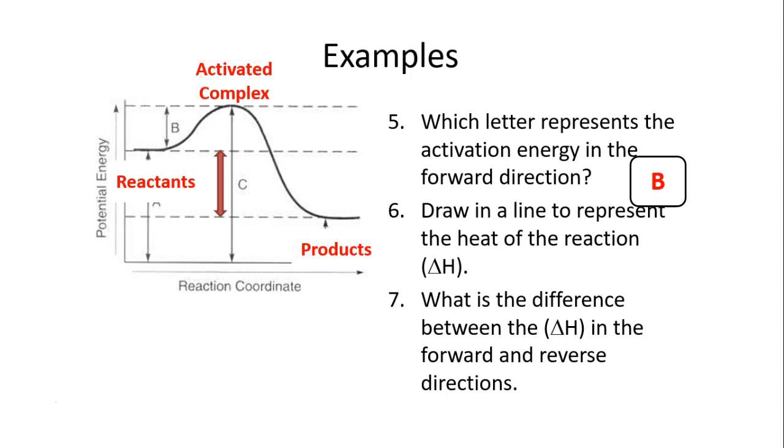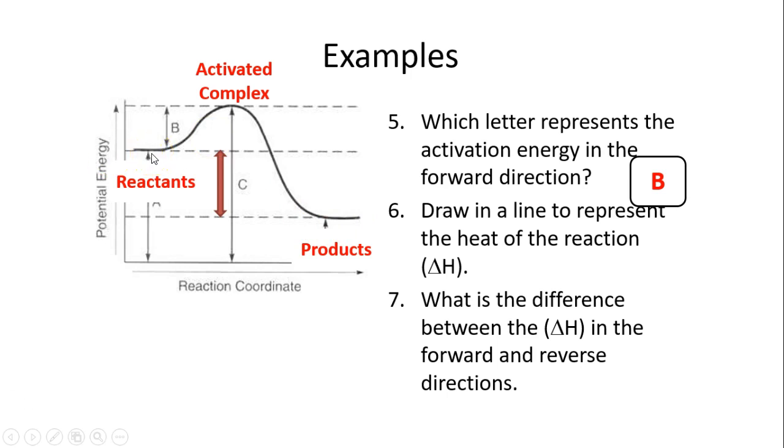7. What's the difference between delta H in the forward and reverse directions? So we've already figured out delta H in the forward direction. Let's just see what delta H would be in the reverse. So in the reverse direction, this would become reactants and this would become products. That would mean I need a line between here and here. The line I already drew fits that as well. It fits between the reactants here and the products there.